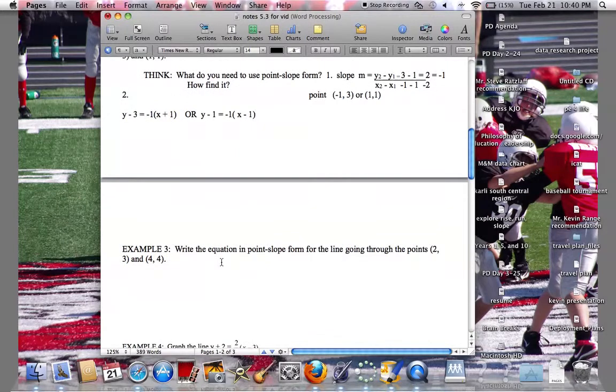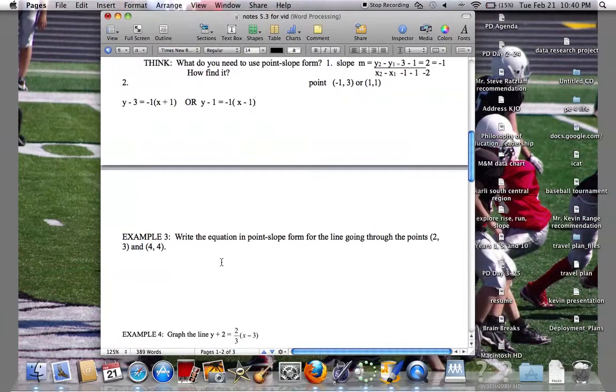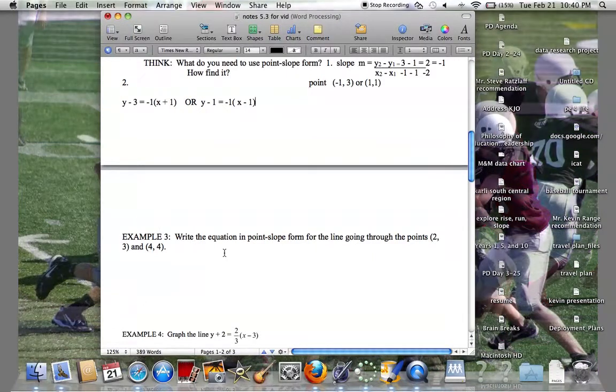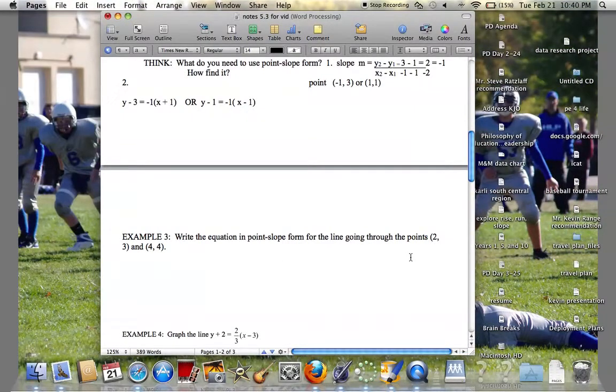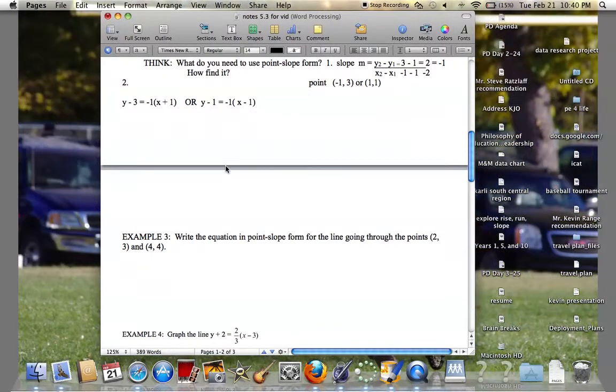Okay, with that in mind, what I would like you to do before you come to class tomorrow is have done example 3 and taken and copied basically the steps that we did up above to write the equation of the line that goes through 2, 3, and 4, 4. So you're doing example 3 as your job for tomorrow.